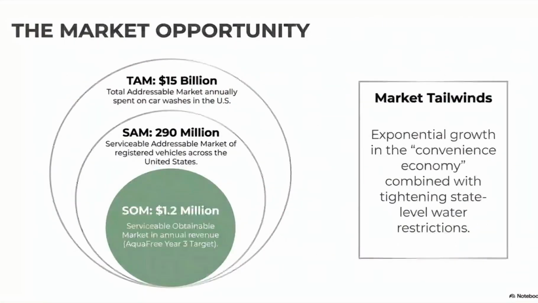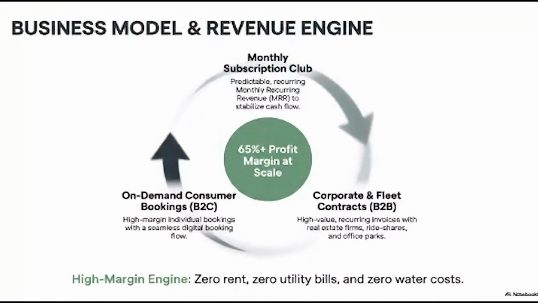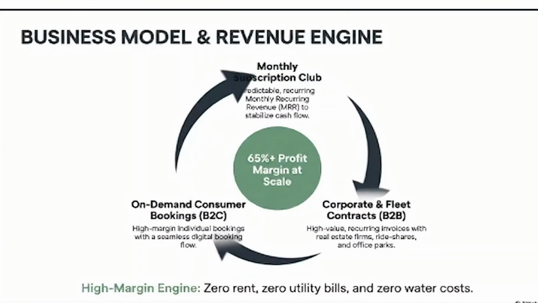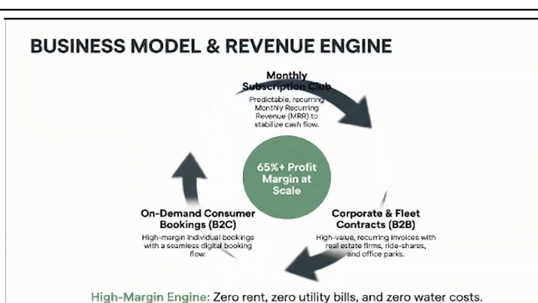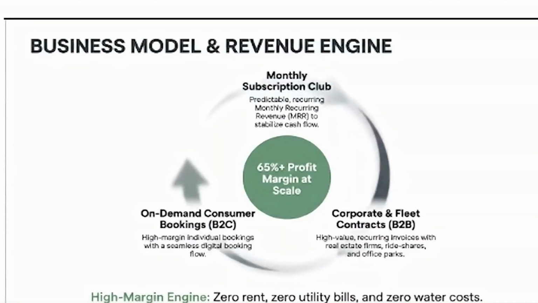The total addressable market for car washes in the US is $15 billion. Our serviceable obtainable market is $1.2 million in annual revenue by year 3. We are seeing exponential growth in the convenience economy, combined with tightening state-level water restrictions, creating strong market tailwinds. Our business model is driven by a high-margin engine, eliminating rent, utility bills, and water costs, yielding 65% plus profit margin at scale. Revenue streams include on-demand B2C bookings, high-value B2B corporate and fleet contracts, and our stabilizing monthly subscription club, providing predictable recurring revenue.